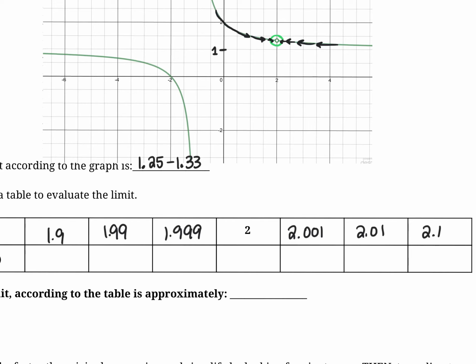Now you can use Desmos for this too. It's really nice on Desmos because you can create a table right there and just plug in the values you want for x. So go ahead and take a minute and figure out what those values are and come back and we'll talk about them.